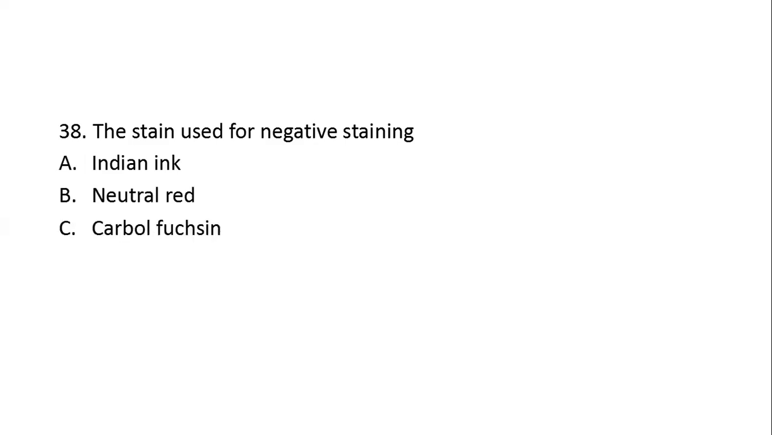Next question. The stain used for negative staining. Option A, India ink. Option B, neutral red. Option C, carbol fuchsin. Option D, methyl violet. The right answer is option A, India ink. So India ink is used in negative staining. Negative staining is especially helpful for identification of capsule.